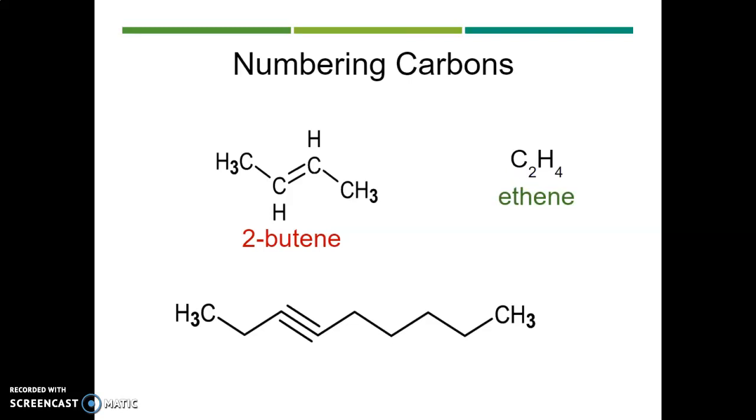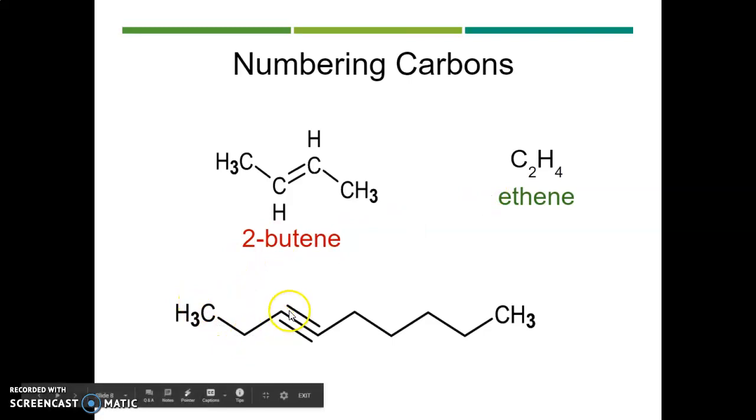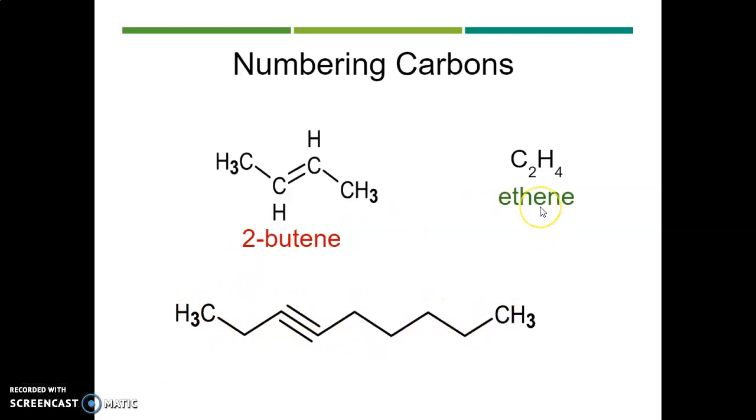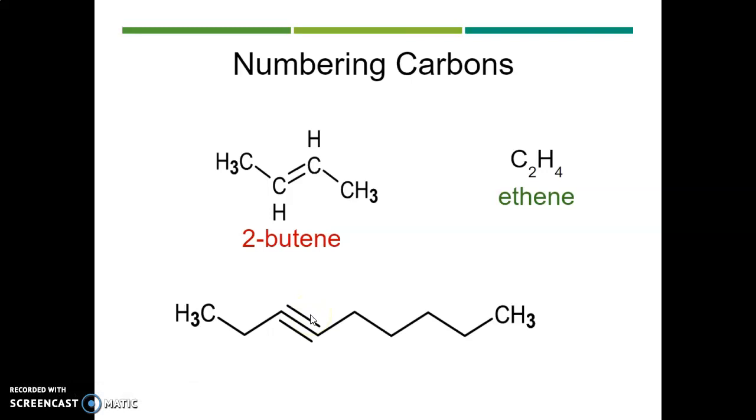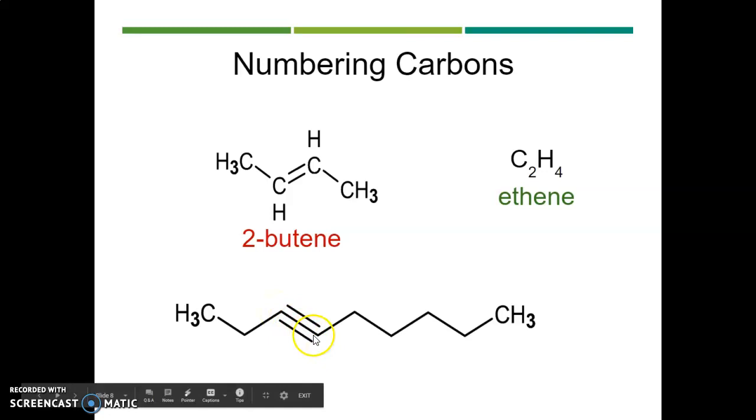And then this last one here, 1, 2, 3, 4, 5, 6, 7, 8, 9, 9 carbons. The prefix for 9 is non. There's a triple bond, not a double bond right here, so the ending is going to be yne. Okay, so non-9. But where exactly is that triple bond? Well, 1, 2, 3. It's on the 3rd carbon. It starts at the 3rd carbon, ends at the 4th carbon. So it's going to be 3-nonyne.